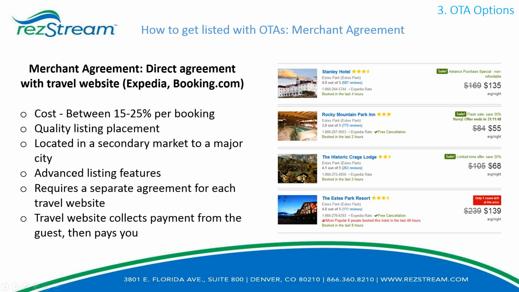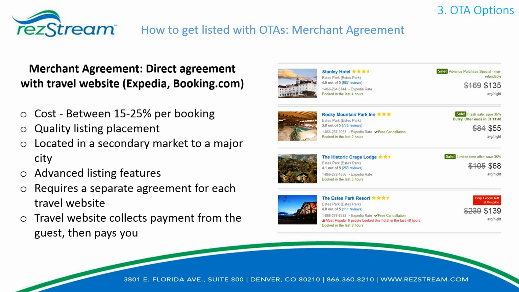The other thing that they like to do with those merchant agreements is they like to give you a secondary market to a major city, meaning that if you're in, I'll just use my state here, Colorado. If I have a hotel or a property in Lakewood, Lakewood isn't really well known. A lot of you probably have never heard of Lakewood, Colorado before. However, Lakewood's only about 10 miles in the suburbs outside of Denver, and you all have heard of Denver because it's the capital of Colorado. This is what they mean by a secondary market to a major city. So that's another advantage.